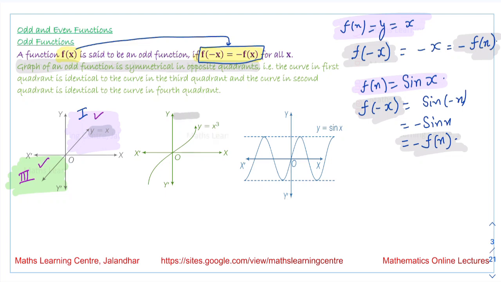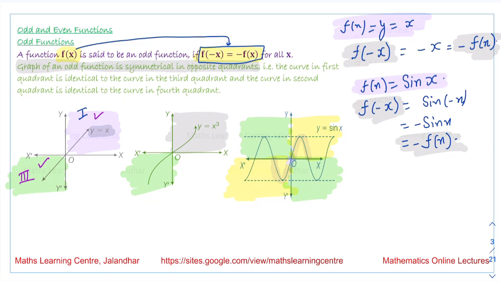If we are talking about the function y is equal to x cube, look at this quadrant, this is the first quadrant and this is the third quadrant, the graph is symmetrical in both these quadrants. Similarly, if you look at this function y is equal to sin x, look at this first quadrant and third quadrant, the graph is symmetrical. Look at this second quadrant and fourth quadrant, the graph is symmetrical. Graph is symmetrical means look at the shape of the graph in this region, it is in this way. Similarly, the graph in the third quadrant is in this way.